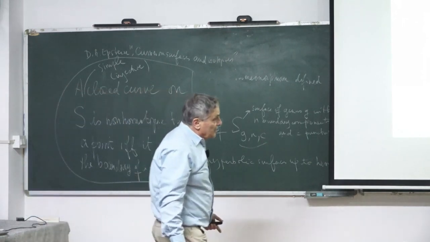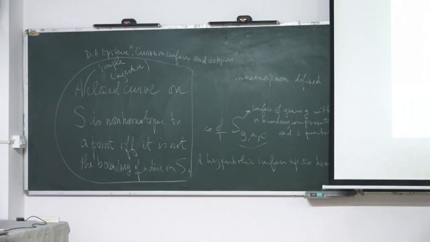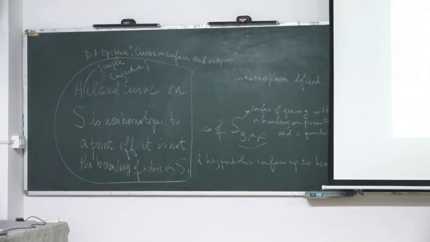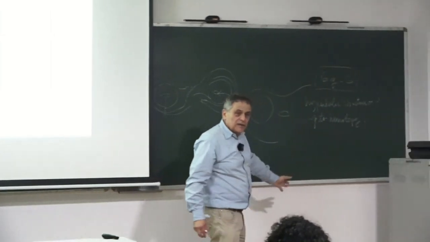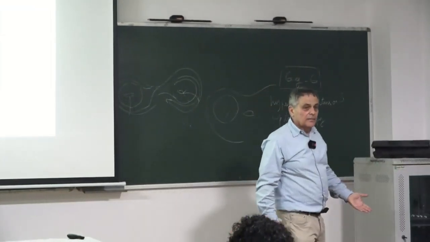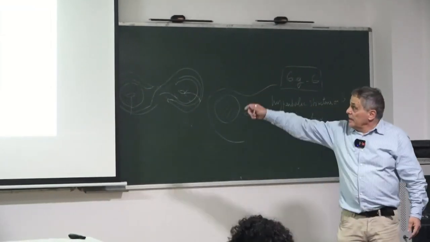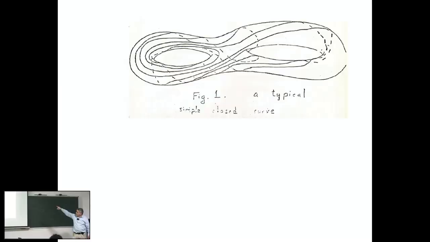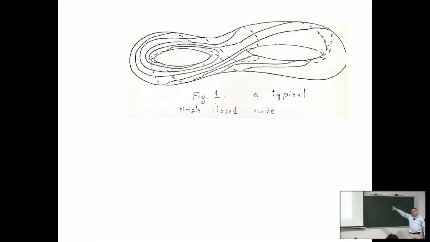So you see, when I told you that I want to disregard these curves because they bound a disk, and then I show you a typical closed curve like this. How do you know that this curve here does not bound a disk? Maybe it bounds a disk. I don't know. I never tried to figure out.